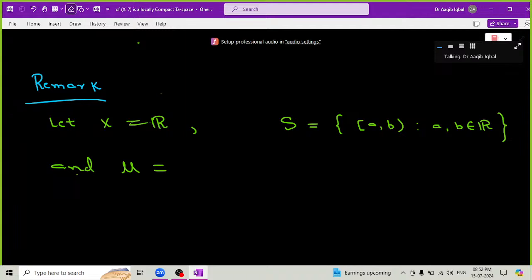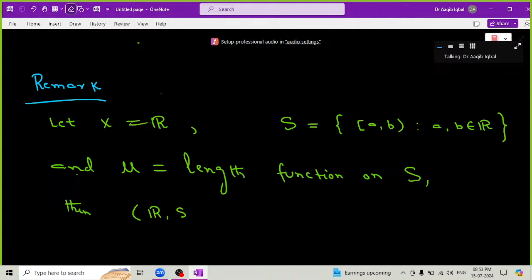Mu be the length function on S. Okay, then this triplet R, S, mu, we know that it's a measure space. This is a measure space, right?